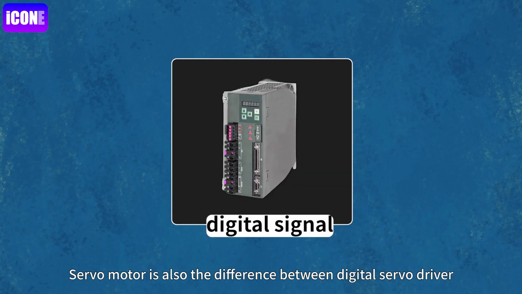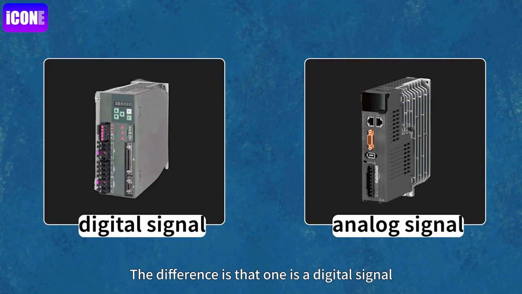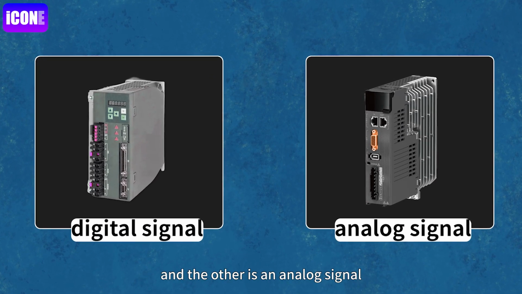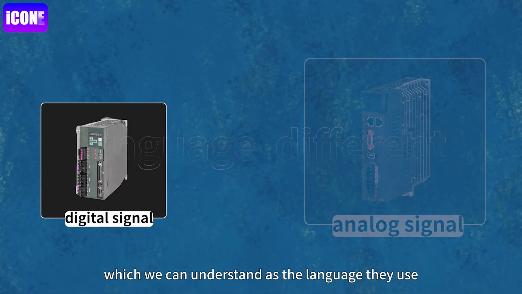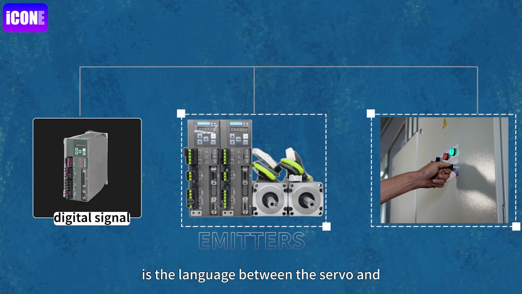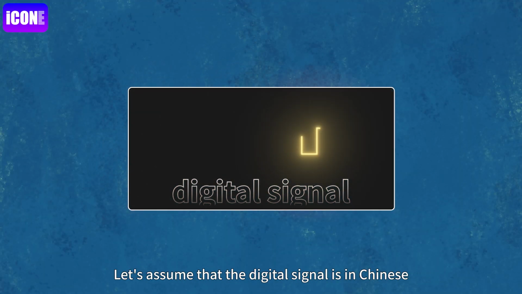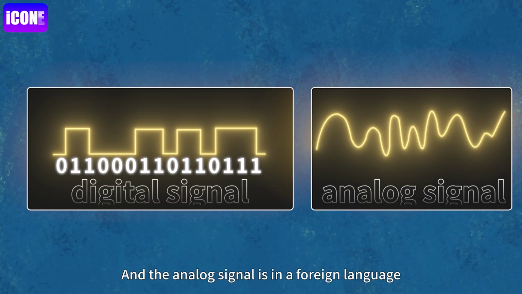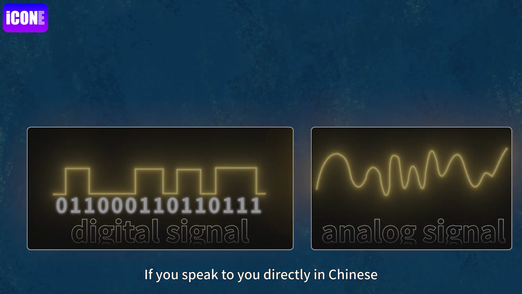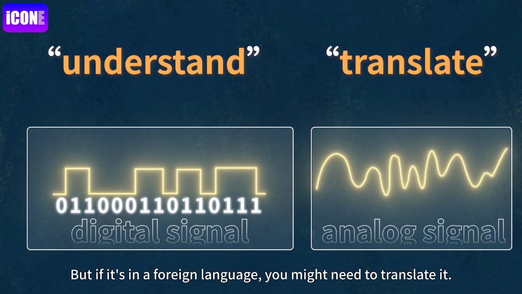Servo motors also differ in the digital servo driver and the analog driver. These two are actually not very different. The difference is that one is a digital signal and the other is an analog signal, which we can understand as the language they use, the language between the servo and the transmitter and receiver. Let's assume that the digital signal is Chinese and the analog signal is a foreign language. If you speak to someone directly in Chinese, they will understand immediately. But if it's in a foreign language, they might need to translate it.